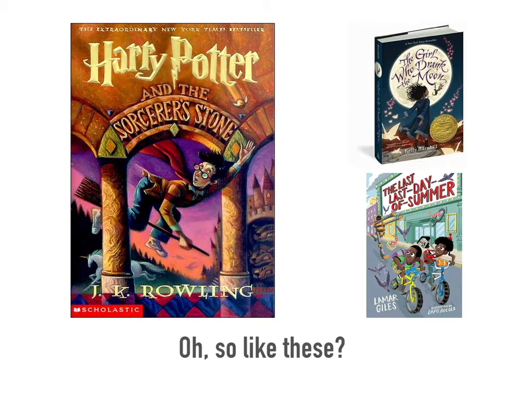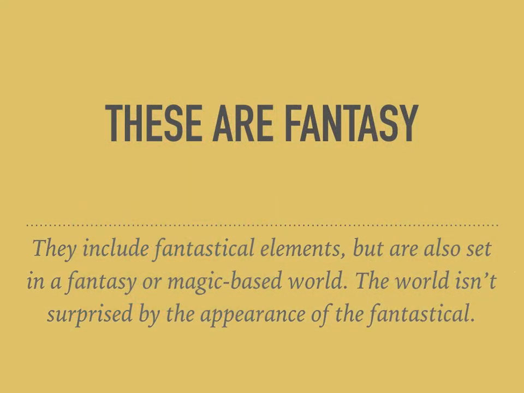Would these examples count as magical realism? We have Harry Potter and the Sorcerer's Stone by J.K. Rowling, The Girl Who Drank the Moon by Kelly Barnhill, or The Last Day of Summer by Lamar Giles. These are fantasy. They include fantastical elements, but they are set in a fantasy or magic based world, meaning that the world isn't surprised by the appearance of the fantastical. This is a key distinguishing factor. The world incorporates the elements.